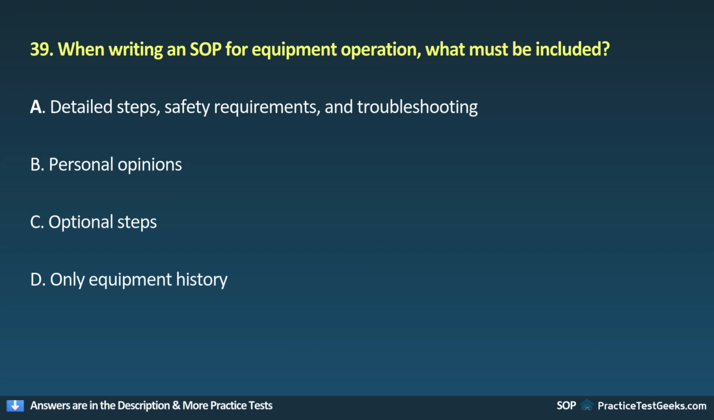39. When writing an SOP for equipment operation, what must be included? A. Detailed steps, safety requirements, and troubleshooting. B. Personal opinions. C. Optional steps. D. Only equipment history.